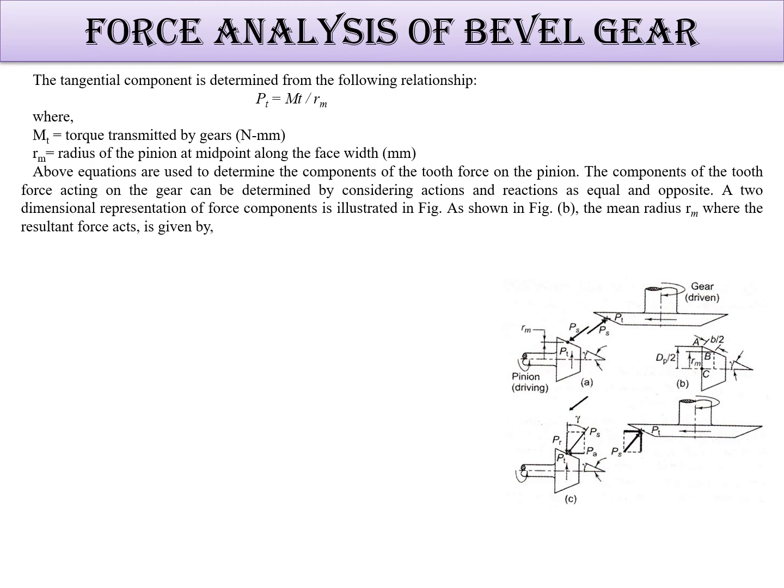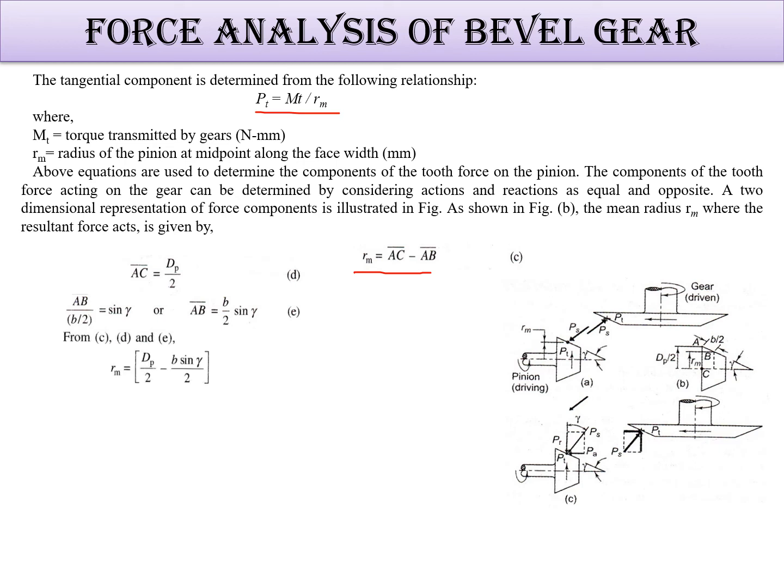Now the tangential load PT is equal to torque upon mean radius. So mean radius is what? AC minus AB. So AC is equal to what? dP by 2, which we have seen earlier. This is AC. This is AB. So AB upon b by 2 is equal to sine of gamma. So AB is equal to b by 2 sine of gamma. So now we get both these values.